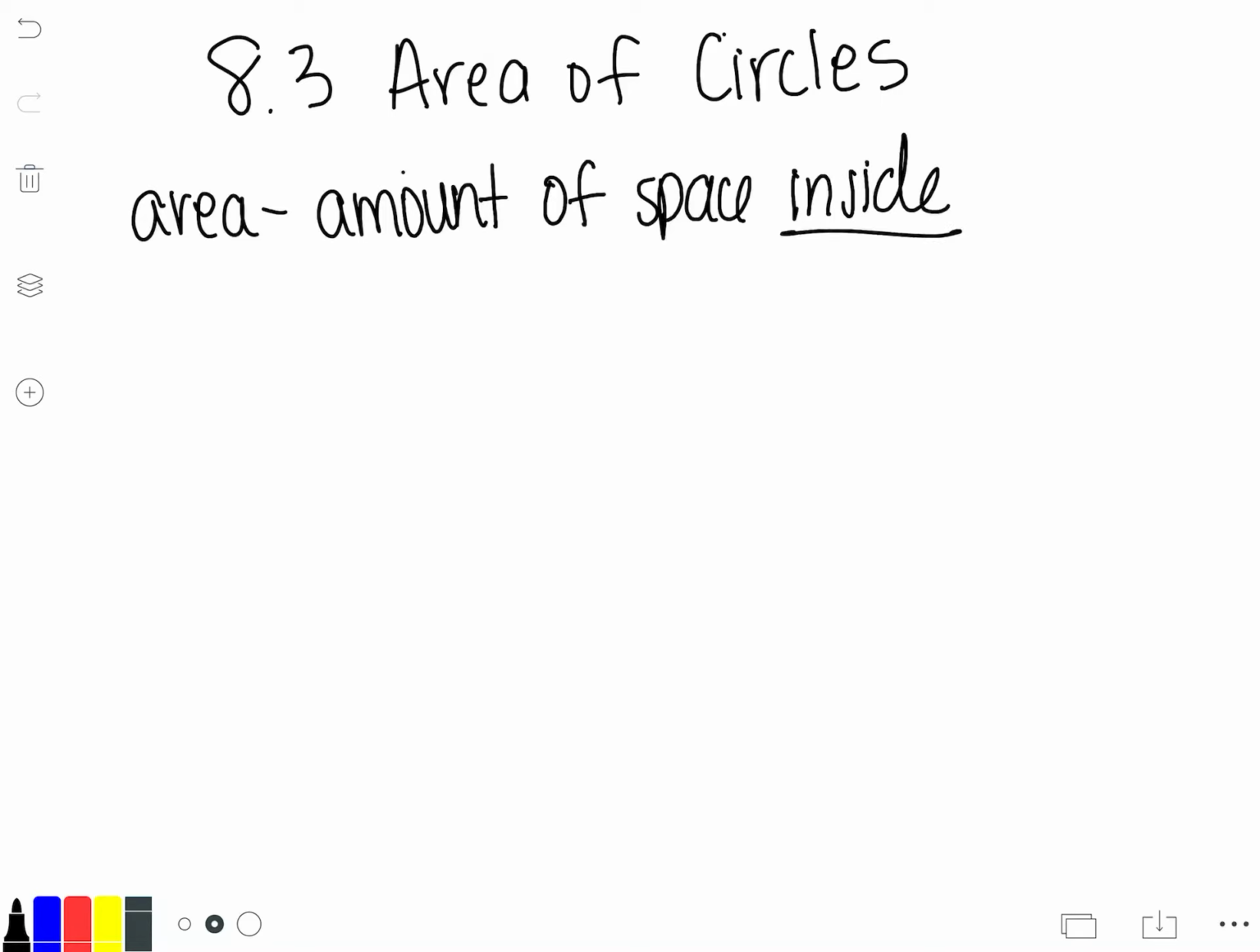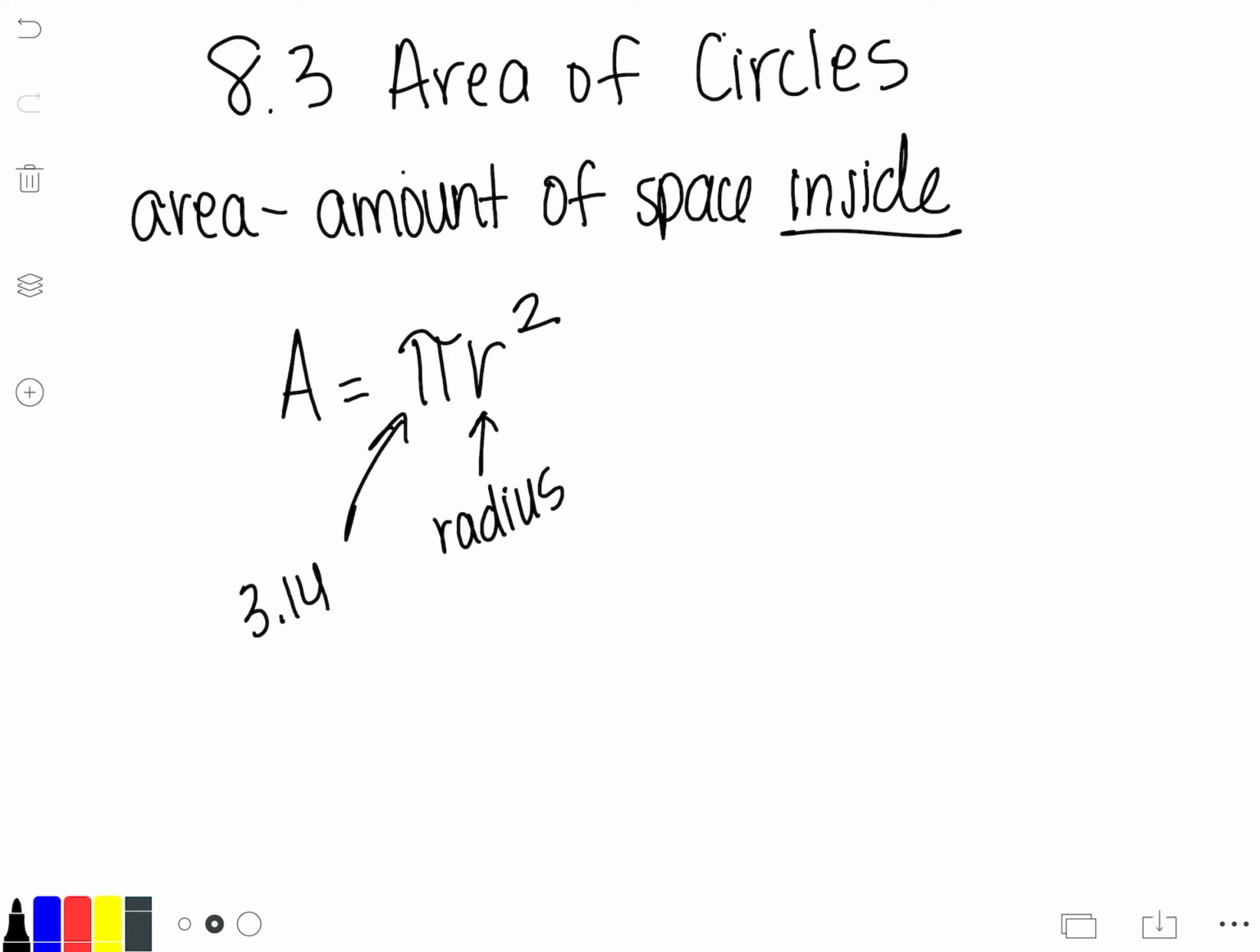And I almost think finding the area of circles is easier than the circumference because there's only one formula that you have to remember. It is A equals pi r squared. And you know that r is radius. And you know that for pi, we usually plug in 3.14.